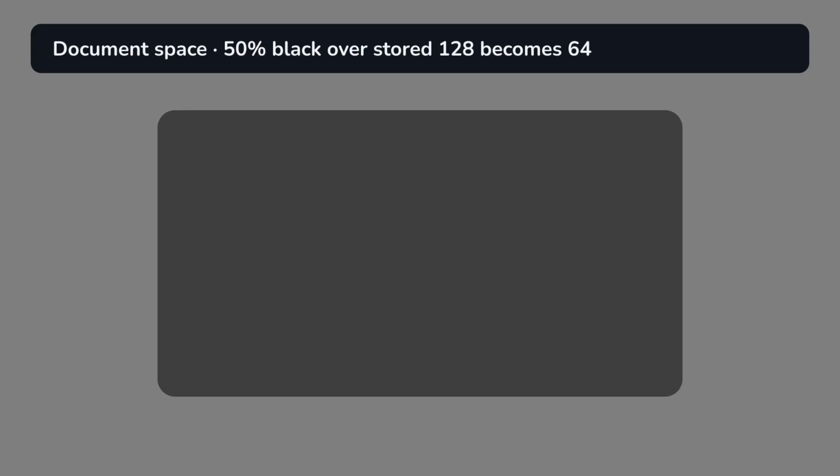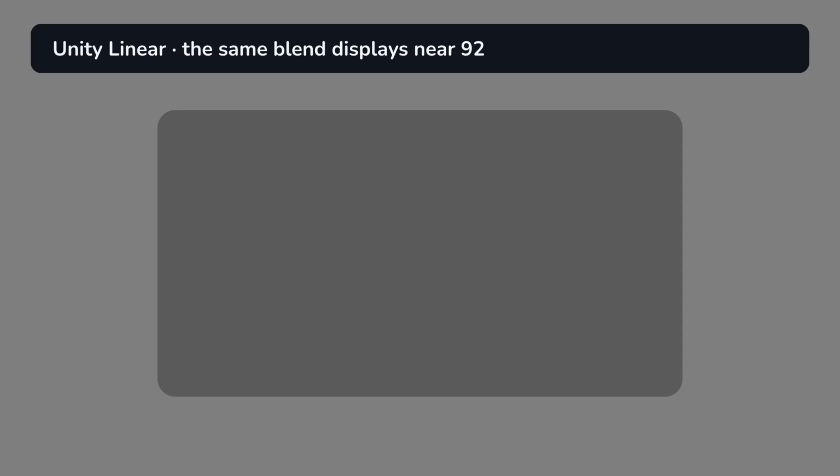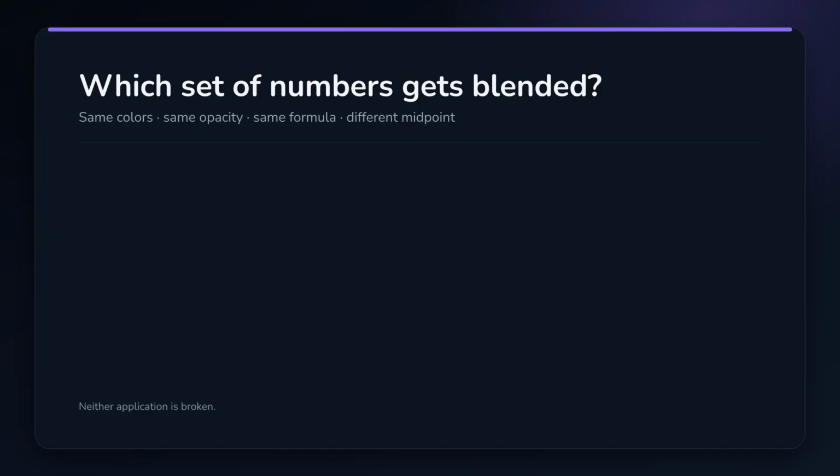Put 50% black over stored gray 128, and document space blending produces 64. Linear blending displays much closer to 92. Neither application is broken. Linear blending is appropriate for physically meaningful lighting. Photoshop's document space result was simply the art direction we had already approved. The useful question was not which application was right, it was which set of numbers our UI needed to blend.